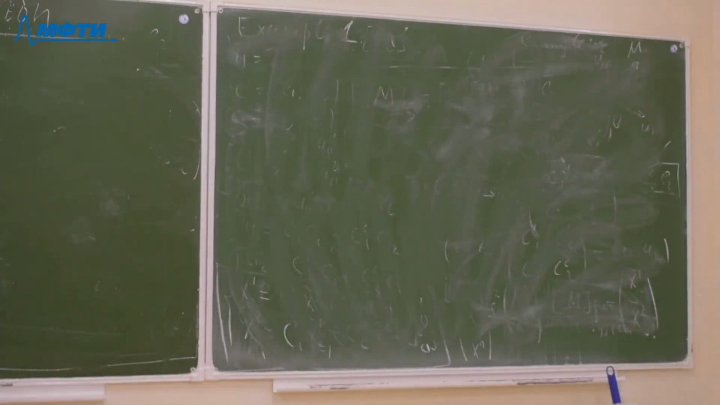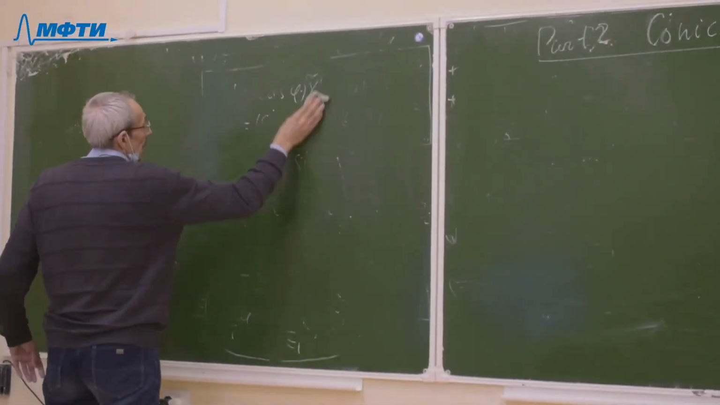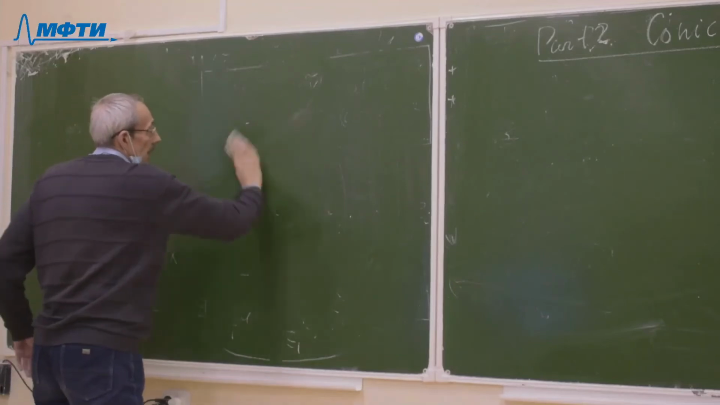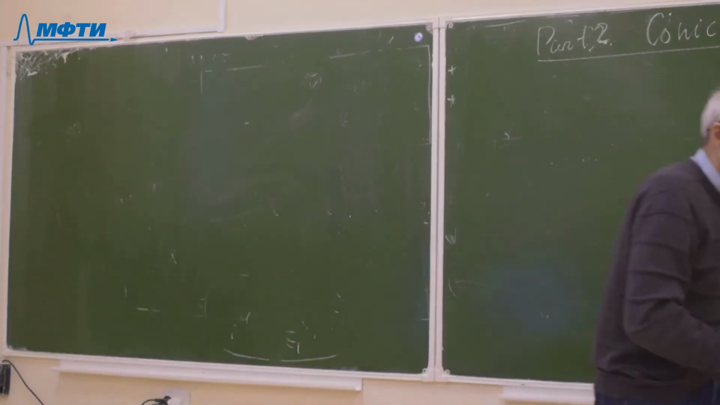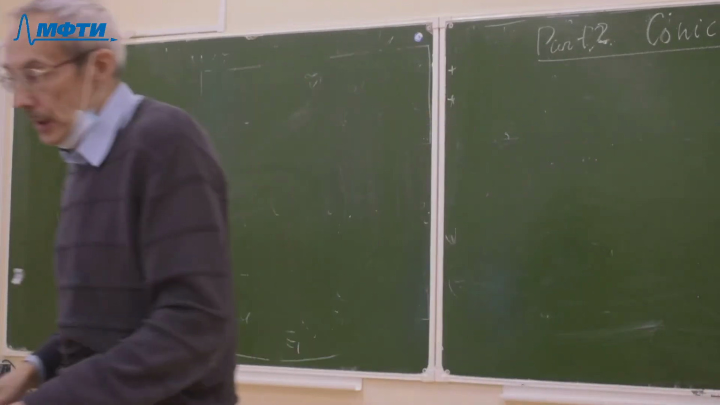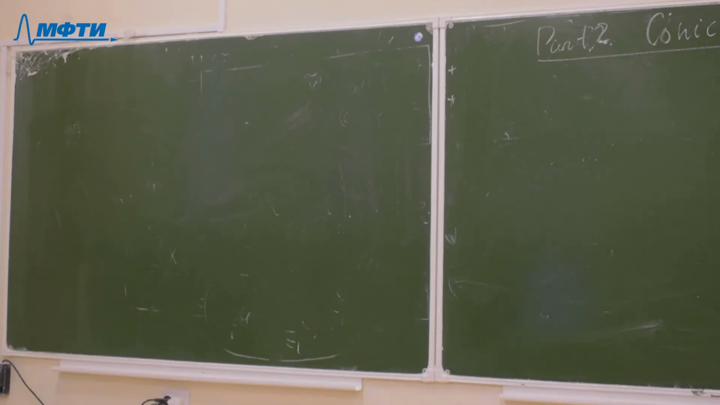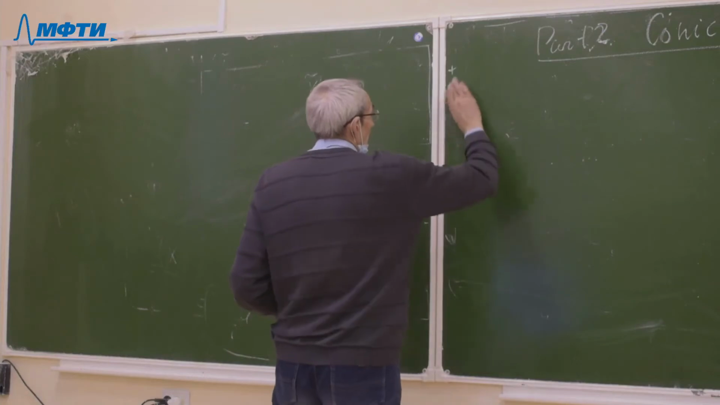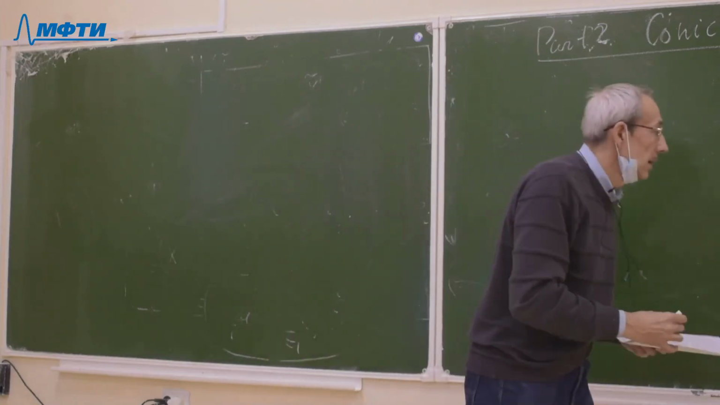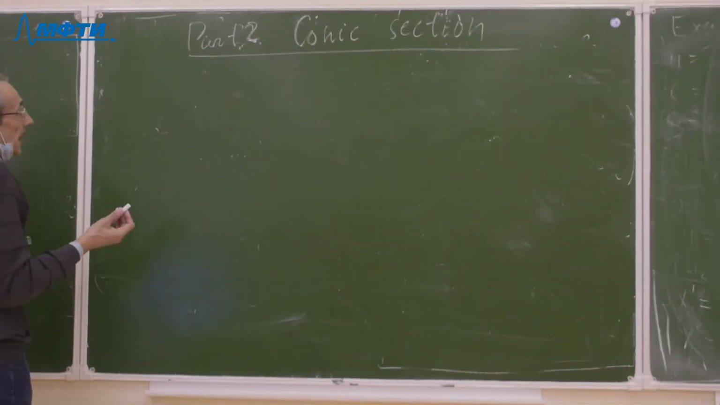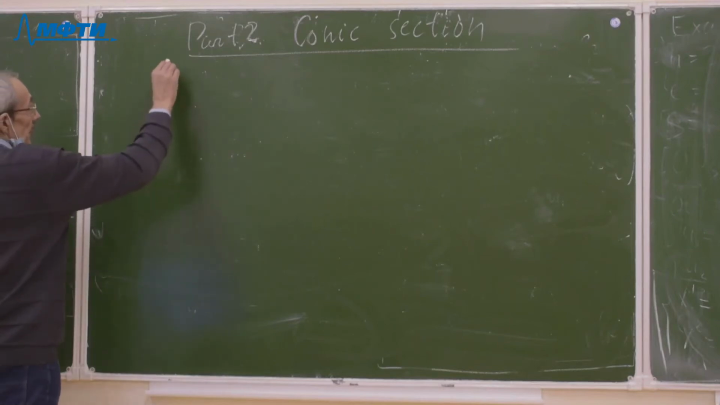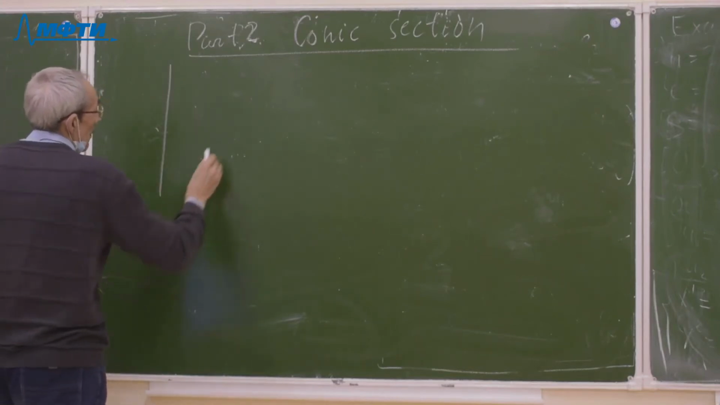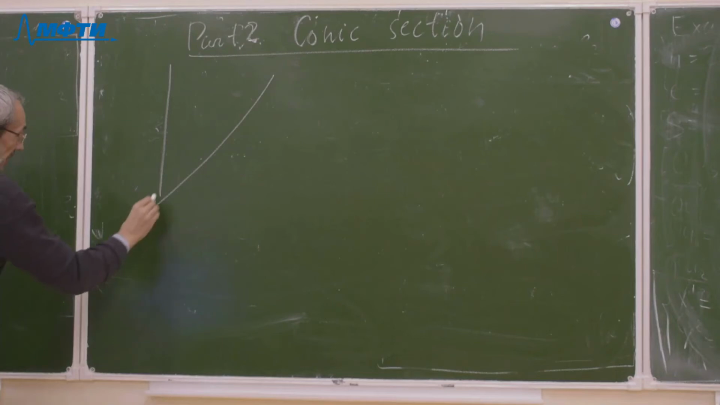What does conic section mean? Let's consider the following naive example.